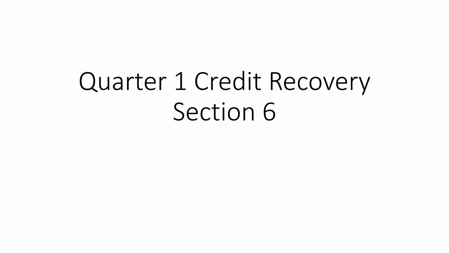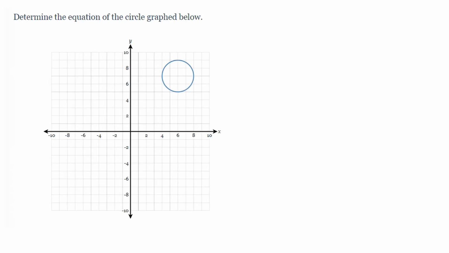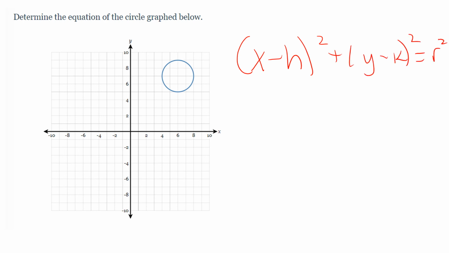Last section of this is section 6. So for this one, it's simply a circle equation. So we have this as our standard form of a circle equation. H and K are the center of the circle, so we find that by finding the center of the circle. And then R stands for radius, so remember you can just count from the center to the outside. So in this circumstance, my center is located at 6, 7, and my radius is 2.